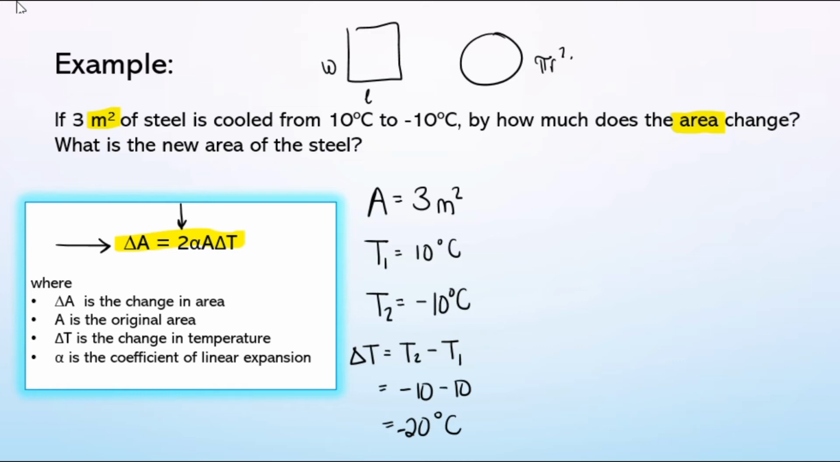Okay, what else do I need to know? I need to know the coefficient of linear expansion for steel. I'll put it right up here. I need the metric one. Don't pick the imperial one. 1.3 times 10 to the negative 5.